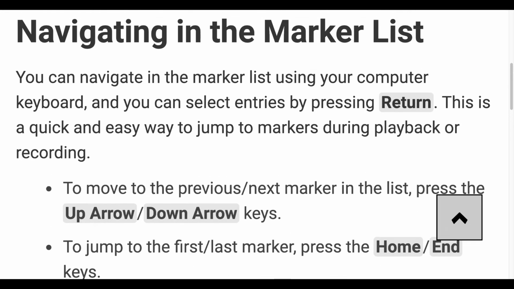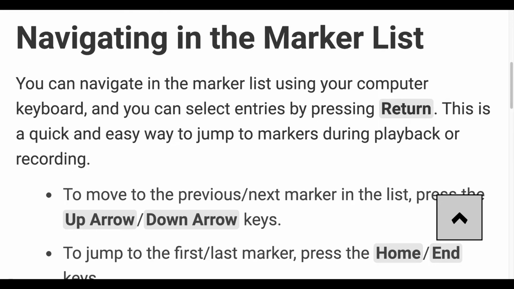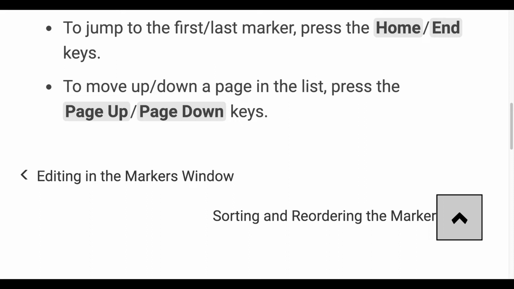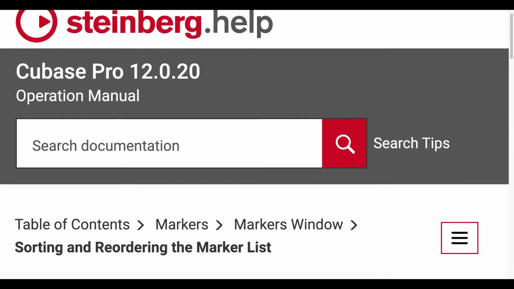You can navigate in the marker list using your computer keyboard, and you can select entries by pressing Return. This is a quick and easy way to jump to markers during playback or recording. To move to the previous/next marker in the list, press the up arrow/down arrow keys. To jump to the first/last marker, press the home/end keys. To move up/down a page in the list, press the page up/page down keys.